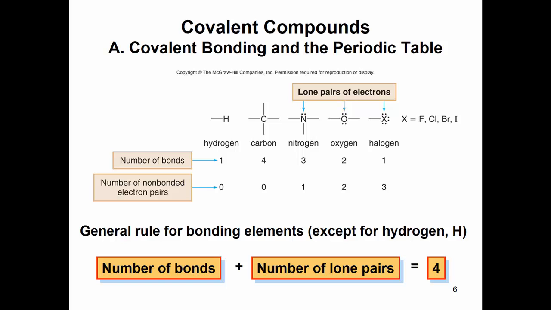So if we do this for all of our groups, using carbon, nitrogen, oxygen, and then our halogens here, we can see the bonding patterns and predict the number of bonds that an atom is going to want to make when it reacts or shares electrons with another atom. So if you look at hydrogen, it only makes 1 bond. We've already established that. It has no lone pairs on it. So this never occurs.